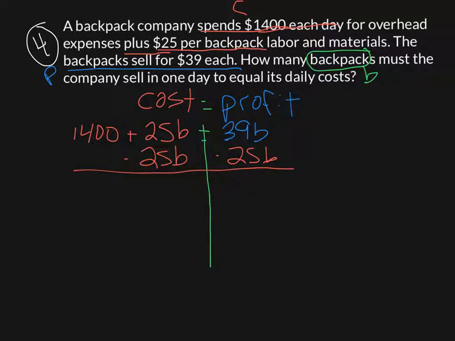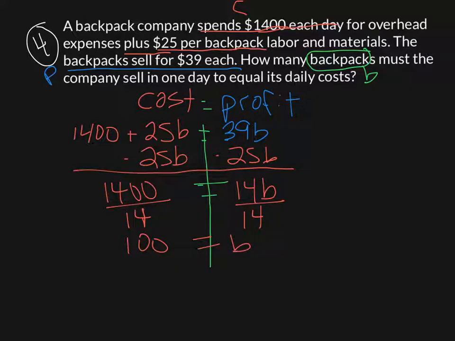So we're left with 1400 equals 39 minus 25, that is 14B. And finally, we're going to divide to solve for B. Well, 1400 divided by 14 is going to be 100.